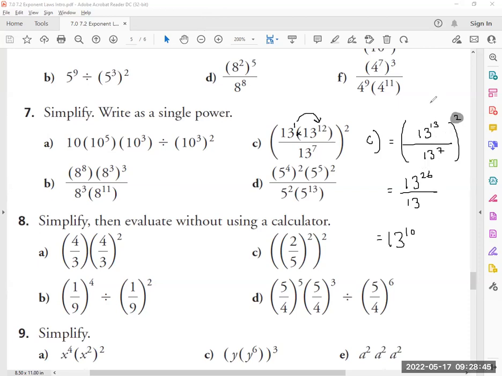If you don't believe me, think about it this way. 13 to the power of 13 over 13 to the power of 7 times 13 to the power of 13 over 13 to the power of 7. 13 plus 13 is 26. 7 plus 7 is 14, which means it will be perfect.